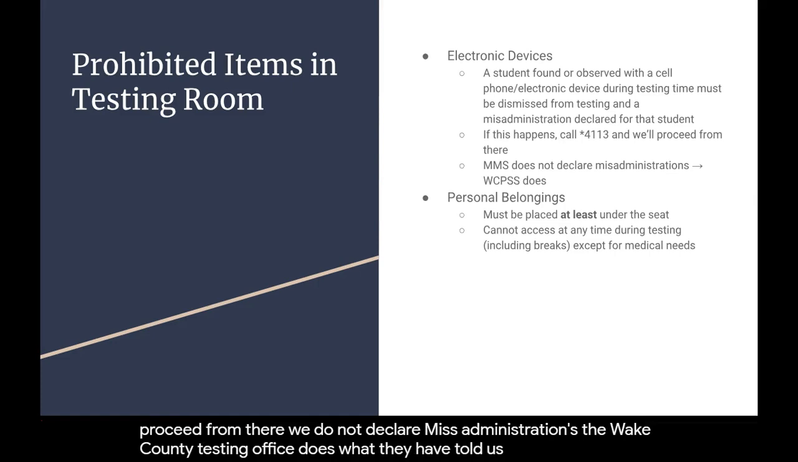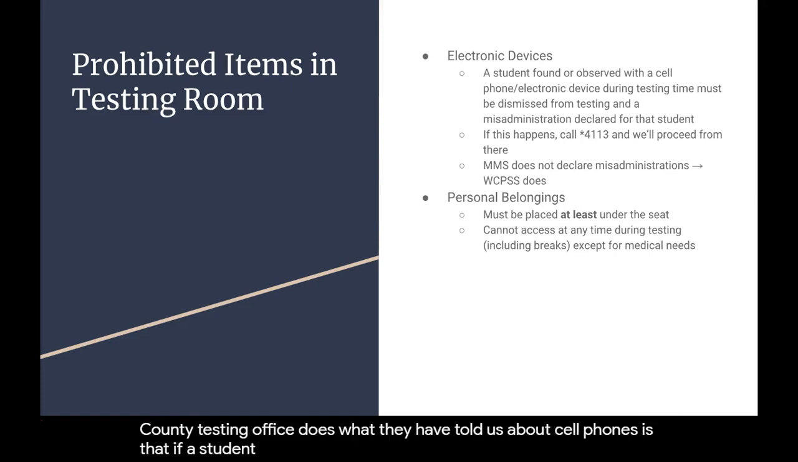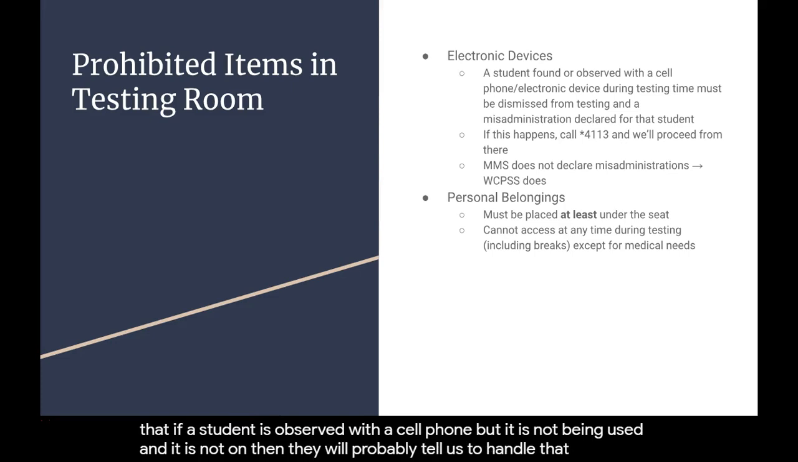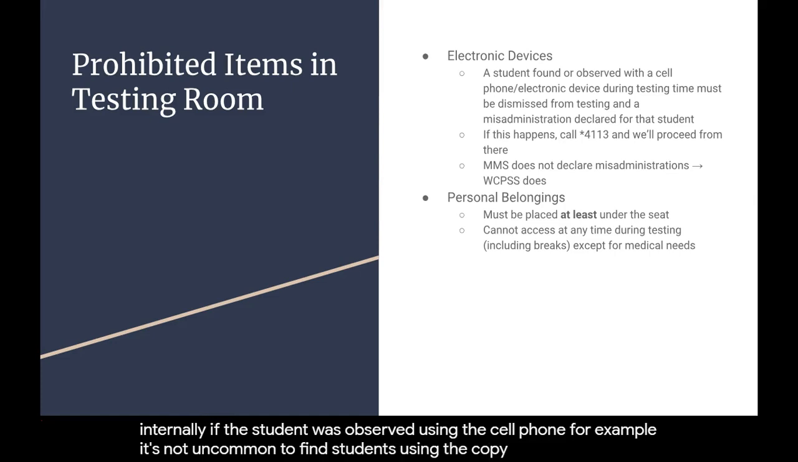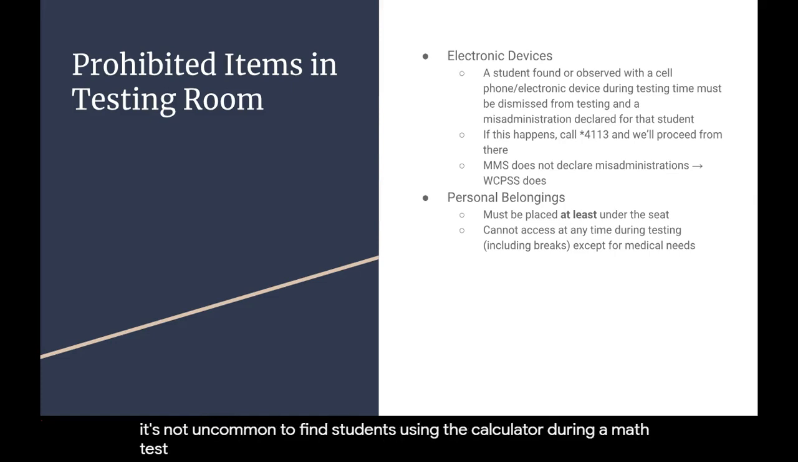What they have told us about cell phones is that if a student is observed with a cell phone, but it is not being used and it is not on, then they will probably tell us to handle that issue internally. If the student was observed using the cell phone, for example, it's not uncommon to find students using the calculator during a math test, then they will probably declare it a misadministration.